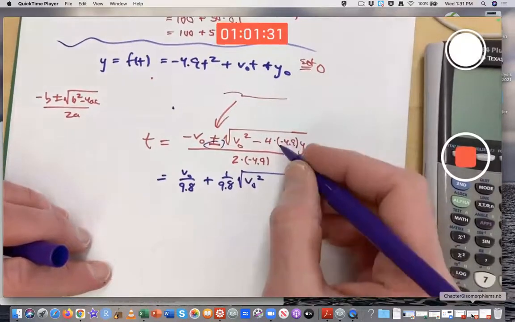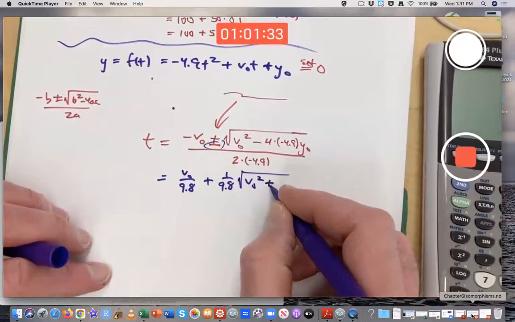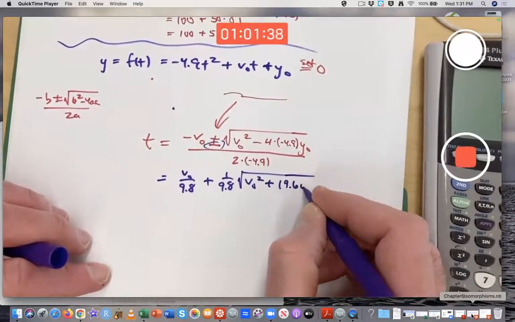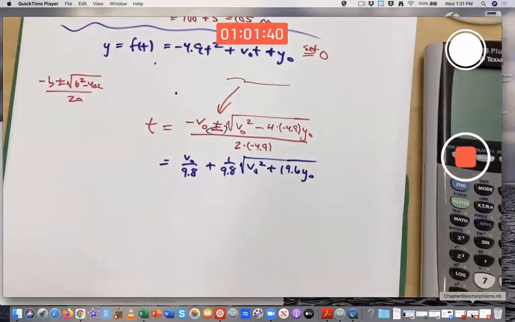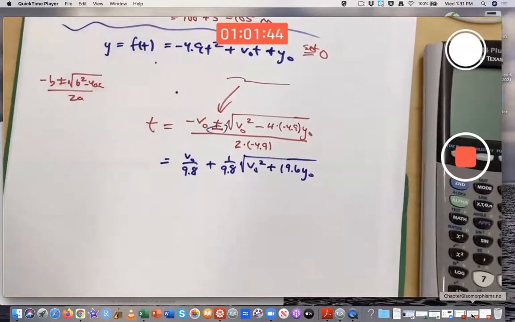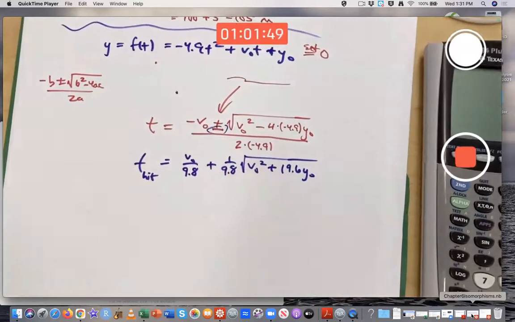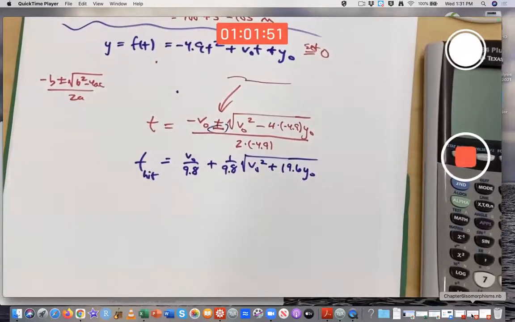And if you simplify this, you'll get plus, what will it be here? 19.6 y0. That's the time when it's going to hit the ground. You can call it T hit. I've solved infinitely many problems at once.